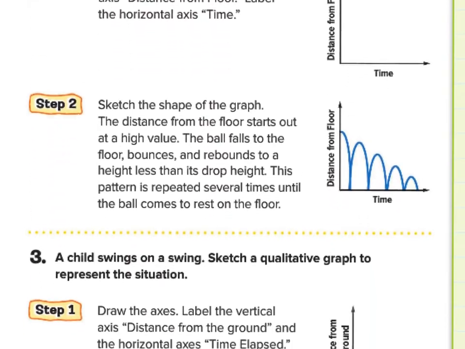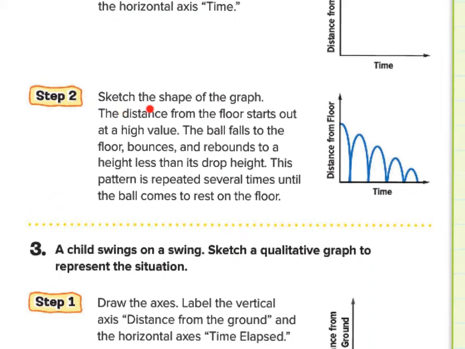Then for step 2, as you can see here, sketch the shape of the graph. The distance from the floor starts out at a high value. So you can see here, yeah, we have to drop the ball from a certain height, and we want to see it bounce. Now, I don't know if a tennis ball will bounce this hard by just being dropped, maybe a rubber ball, but we'll just go with it. And it looks like they're just letting gravity do its job, right? It's not being smacked back down or anything like that, or no additional force is being added.